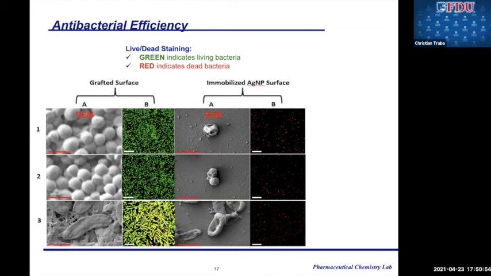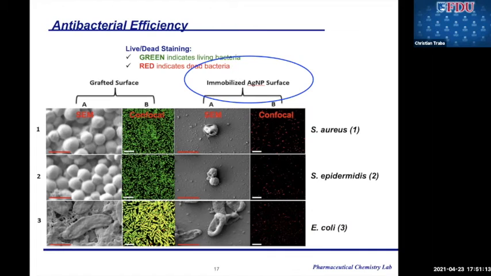SEM images, along with corresponding confocal microscopy images of S. aureus, S. epidermidis, and E. coli bacteria cultured on grafted surfaces and immobilized surfaces for 18 hours, were taken and were useful in confirming the results in the MTT staining assay. The scale bar for SEM images is 1 micron, and the scale bar for confocal microscopy images is 20 microns.